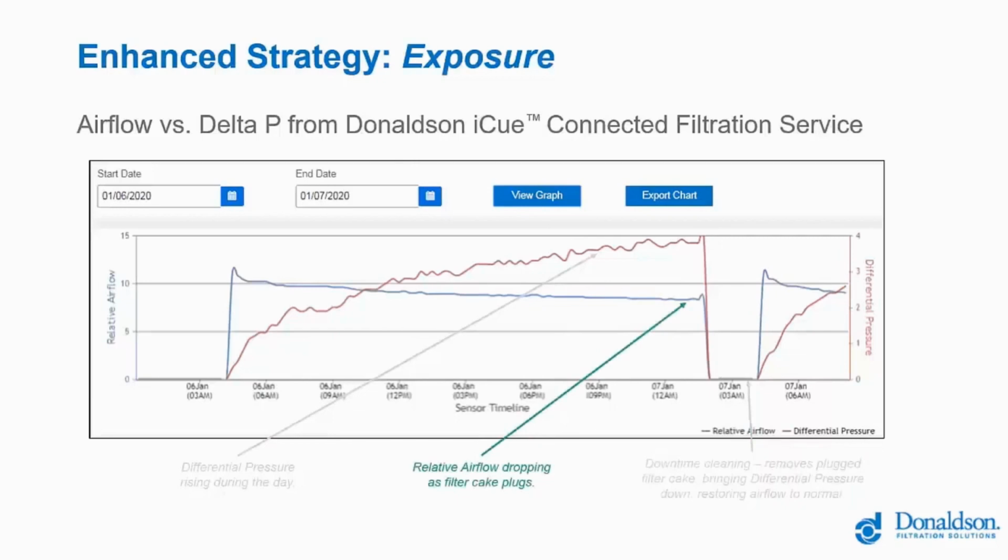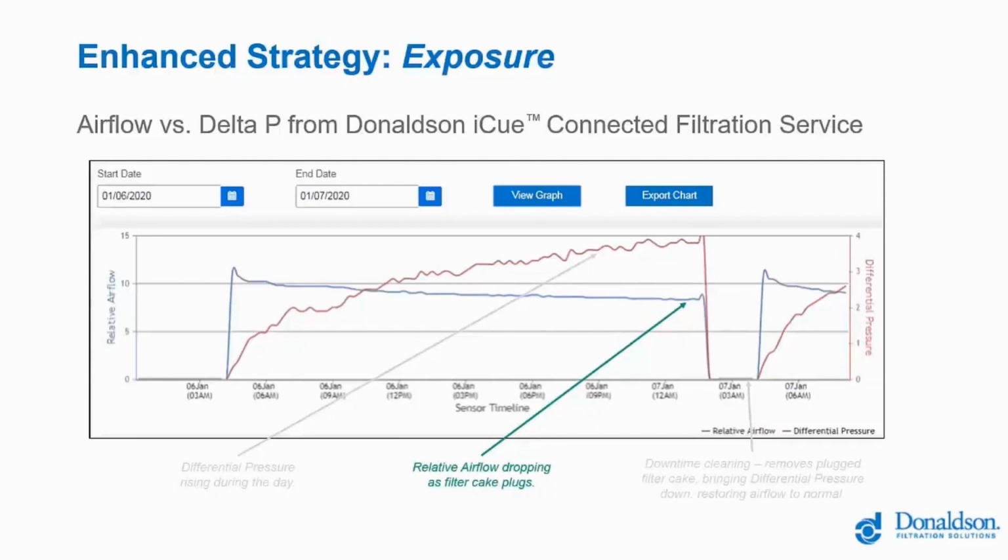Now, when we look at airflow, we see that it's naturally dropping during the day, which makes sense. As those filters are plugging, the airflow is going to start dropping throughout the day. And at the end of the shift, just before you shut off, you can see it's roughly dropped about 20% from where it started the day, which is just around the threshold where we would recommend sending an alert.